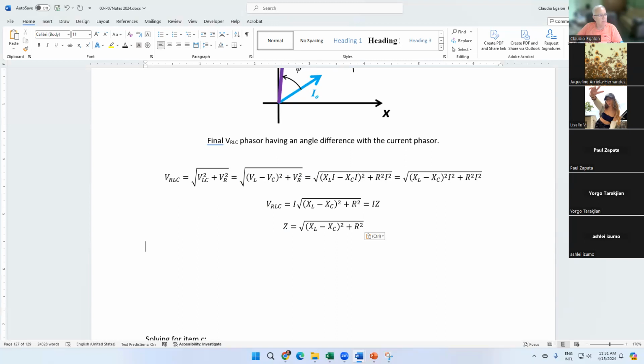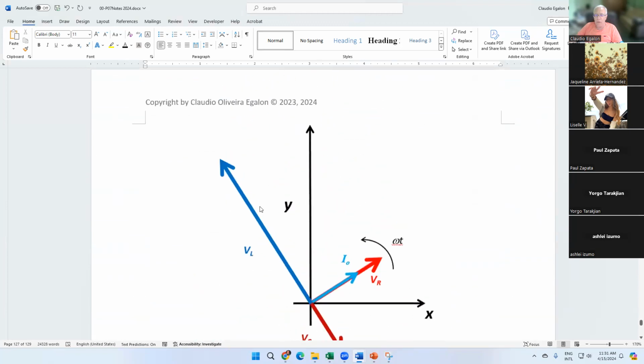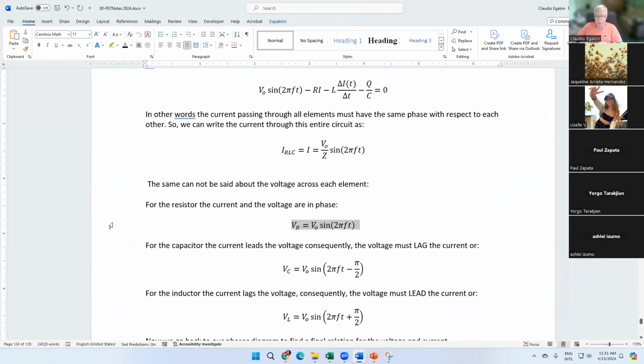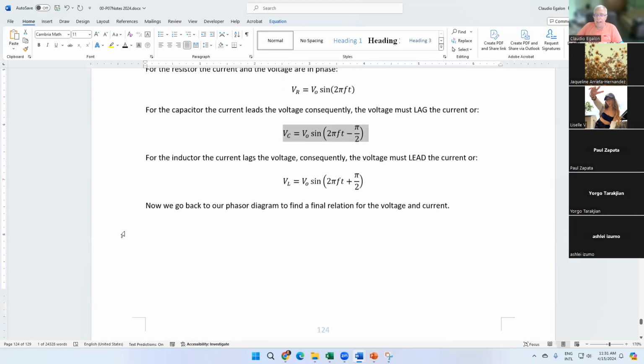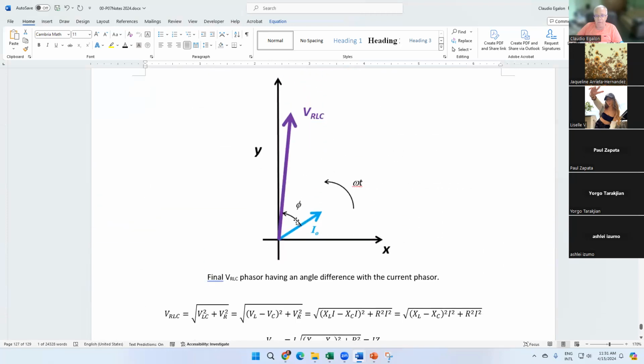Okay. And then what else? Well, we can write down the following. Since we wrote down the voltages right here, we wrote down the voltage like that, right? And we discover also that the current has a phase difference of phi. Okay.